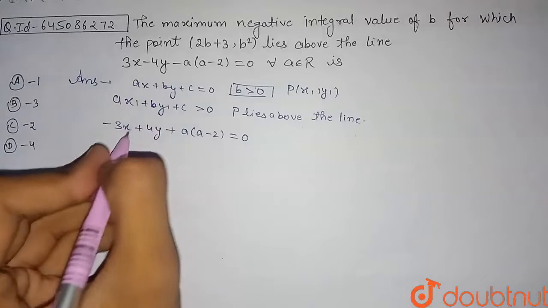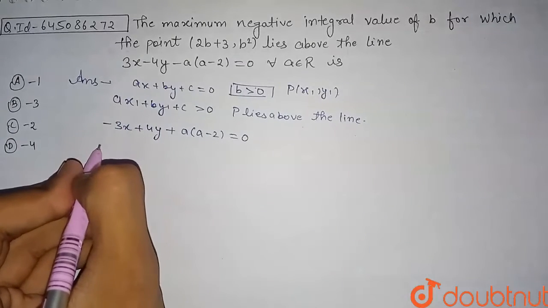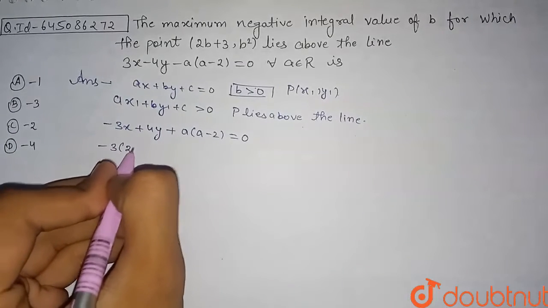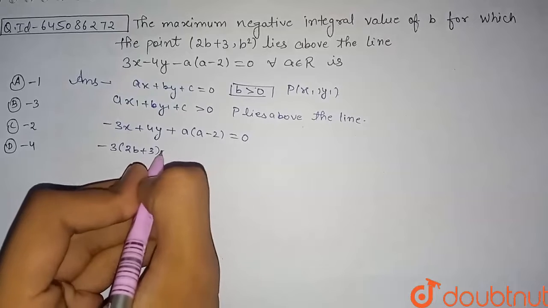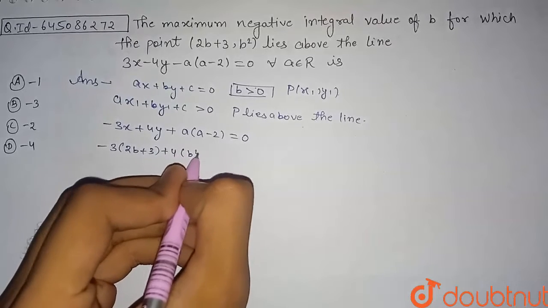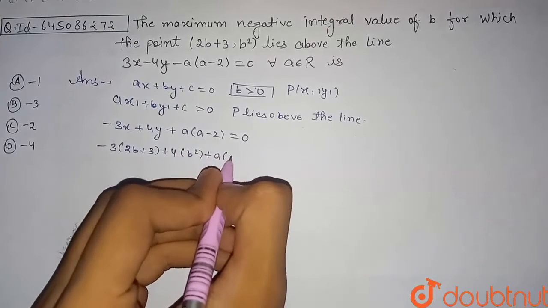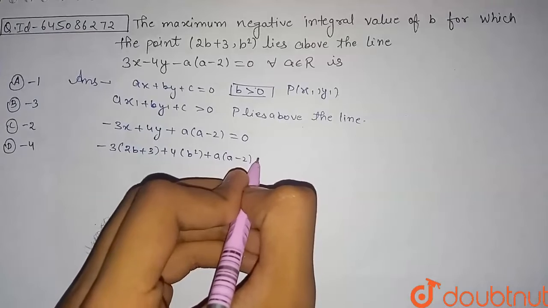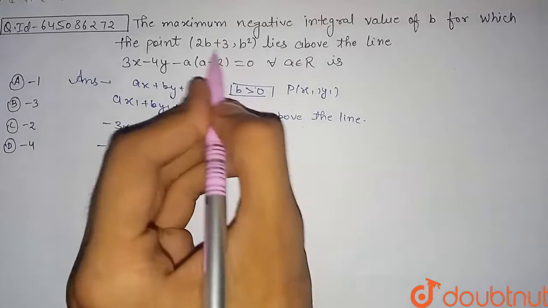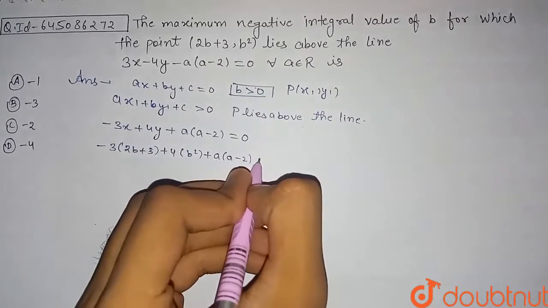So this is our straight line, and our point coordinates are 2b + 3 and b², so we will substitute here. We get −3(2b + 3) + 4(b²) + a(a − 2), and this must be greater than 0 because this point lies above the line.